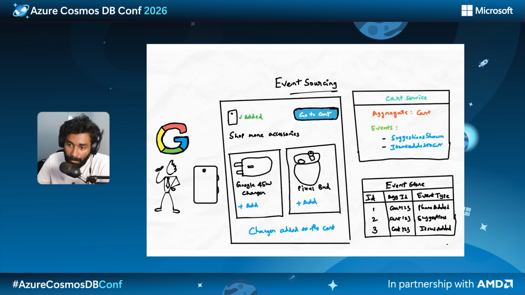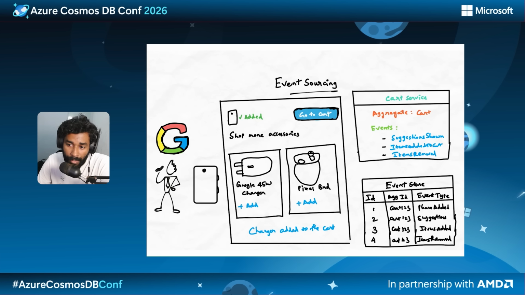Next, as before, the suggestion screen appears. This action is also recorded as an event. Suggestion has been shown. And then I added the charger to the cart. The system records another event, that item added to the cart, along with the metadata. And when I decided to remove that item from the cart, there was another event that is added to the event store instead of deleting the data.